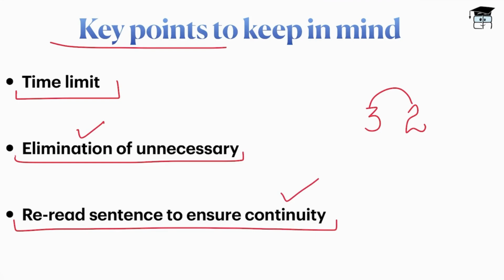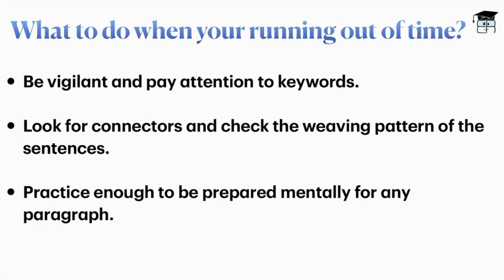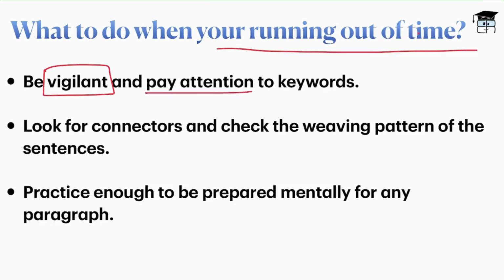Right? Okay. Now, what to do when you're running out of time? I've told you about major tips and tricks and the key points that will make sure that you solve para-jumbles in just seconds. But what to do when you see that you're elapsing your time? First thing to keep in mind is to be vigilant. That means you have to be aware. You have to pay attention to major keywords that you see in every sentence and mark them, so that when you move on to the next sentence, you'll be able to correlate these sentences together and form a weaving pattern.